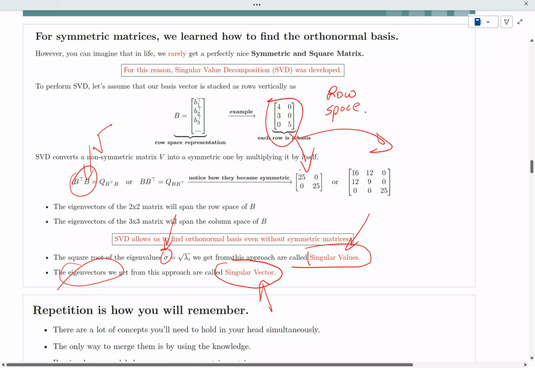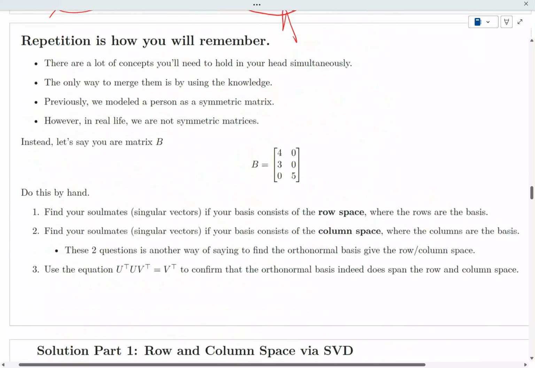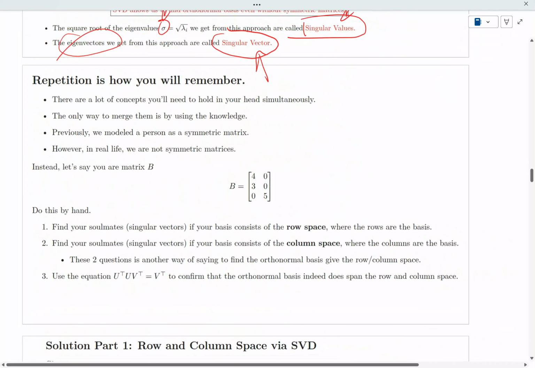Okay, so let's just try it. There are a lot of concepts right now you need to understand, and the only way you will know it is to just try it. So let's say we have this matrix B. Given this B, let's do this by hand. Let's say that your singular vectors consist of the row space. So these are your basis vectors. What would be the singular vectors if you treat it that way? And the second question is, if you treat it this way, how would you solve it?